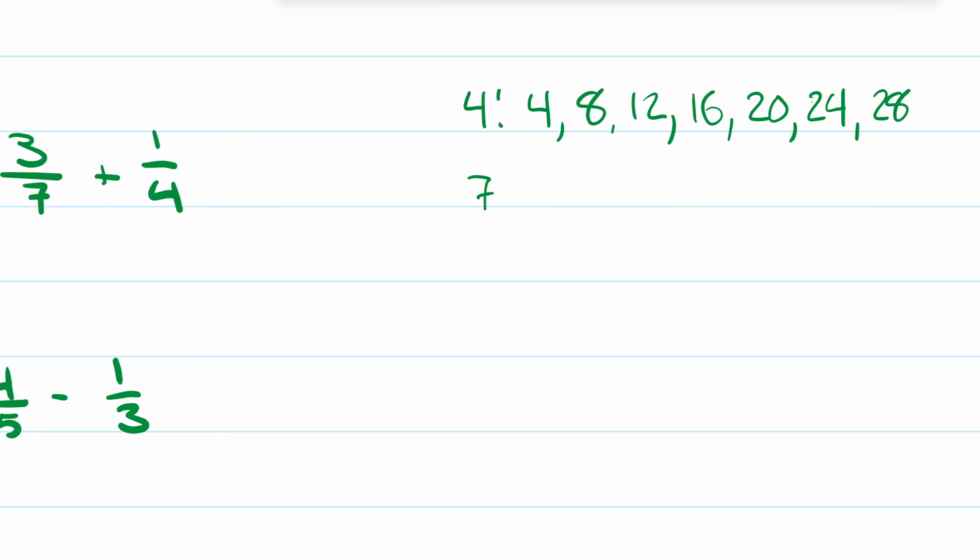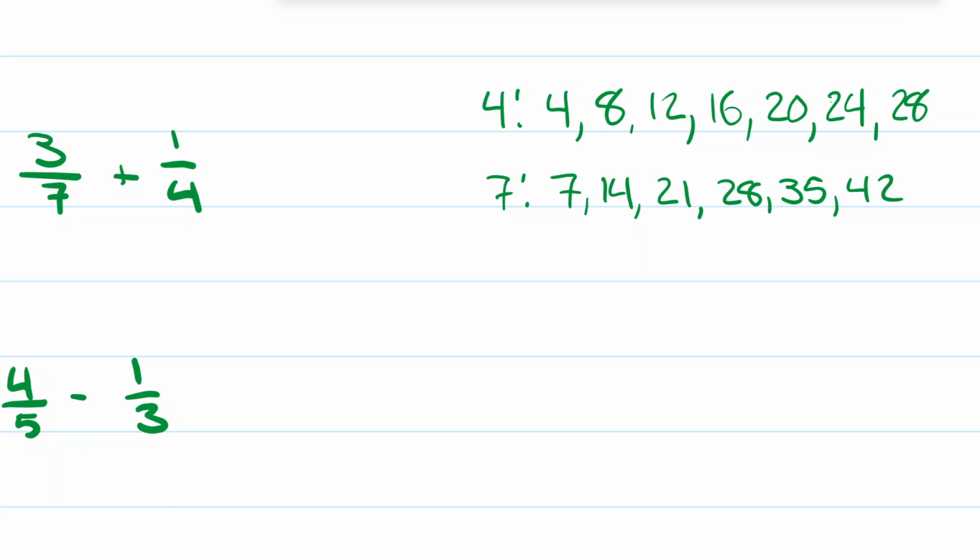And our multiples of 7 are 7, 14, 21, 28, 35, and 42. Now we can see where we're going here. We're going to find the common number for each list. Well, I have 28. So 28 is going to be my common denominator. So I change this here.